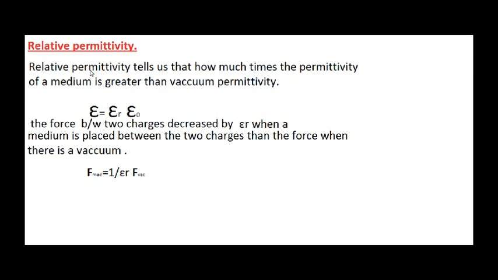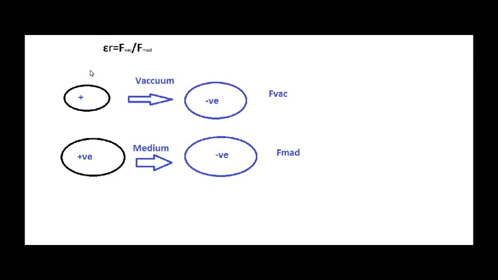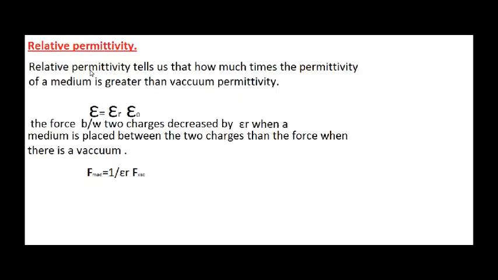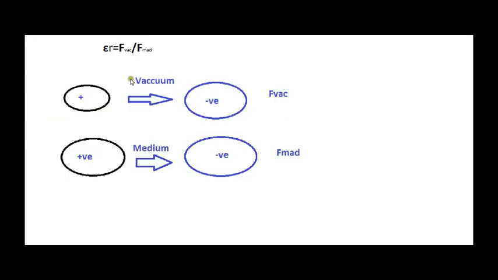And how much would it be decreased? By the value of epsilon r of that medium. Hence in a medium the force between the two charges is decreased by epsilon r compared to the force in vacuum. Hence from here we can derive epsilon r equals F vacuum divided by F medium.